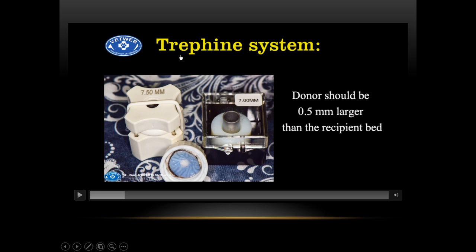For this procedure, you gotta have the trephine system. So the donor should be 0.5 millimeters larger than the recipient bed. When you have the trephine, this one is for the recipient bed and this one is for the donor. Okay, so this is the cornea that we harvest from deceased dogs, and you put this frozen cornea that defrosted already in this device here, activated, so you have 7.5 millimeters of the donor cornea. This is for preparation of the recipient bed, so it's 7 millimeters wide. Okay, so the donor should always be larger than the recipient bed.